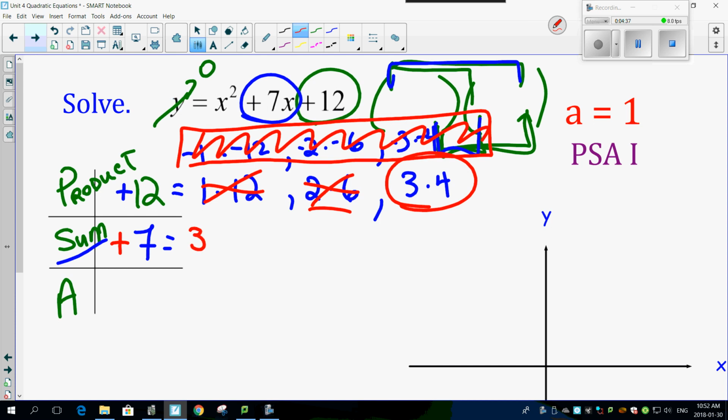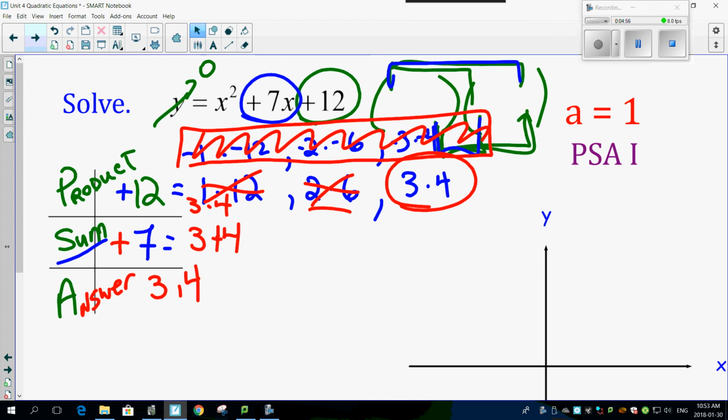So your answer is going to be 3 and 4. 3 times 4 multiplies together to give you the product. 3 plus 4 adds up to give you the sum. So your answer is in fact 3 and 4. Now, sounds like a lot of stuff to do, but you know what? PSA is just a beautiful way of summarizing this. Now, let me show you something which is really, really cool.